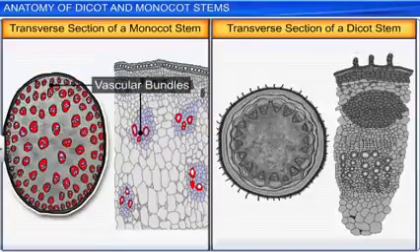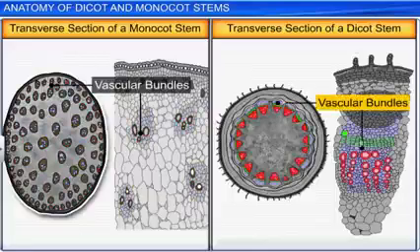Moreover, water-containing cavities are present within the vascular bundles. On the other hand, in a dicot stem, the vascular bundles are arranged in a ring as conjoint and open.